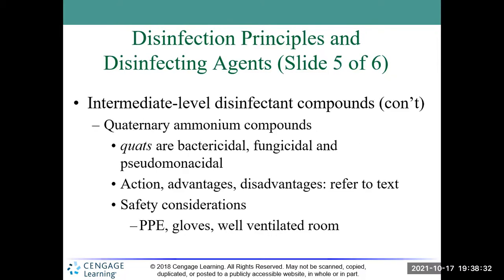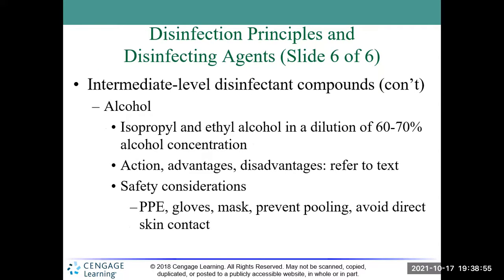Intermediate level, again, these are called quats, and this is quaternary ammonia compounds. These are bactericidal, fungicidal, and pseudomonacidal. You can read all of those advantages, disadvantages, and actions in the book. Again, we're going to have a well-ventilated room. We're going to wear our PPE and gloves.